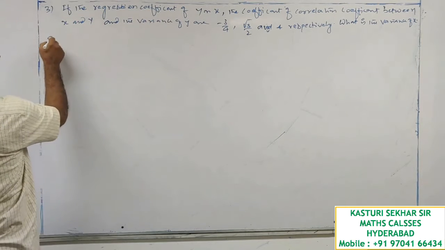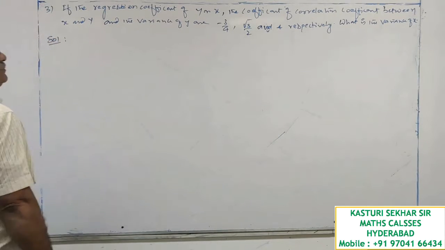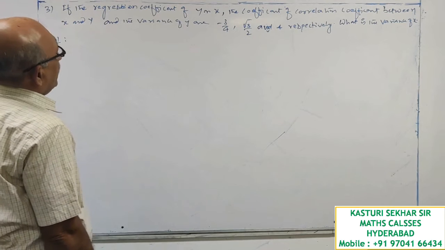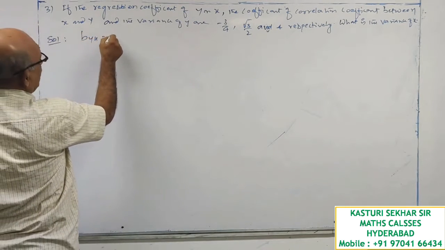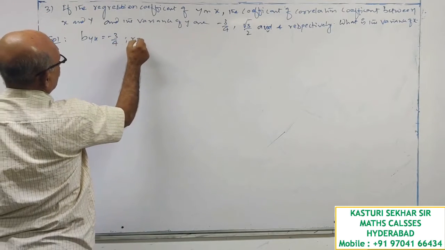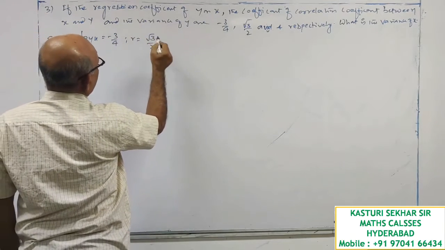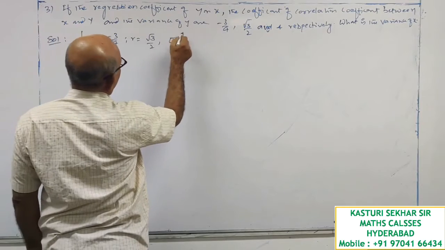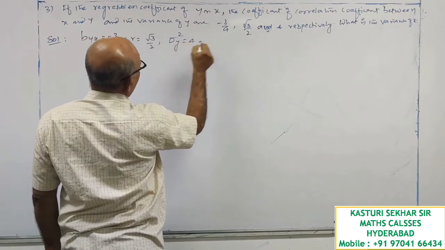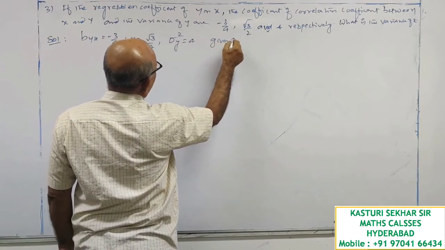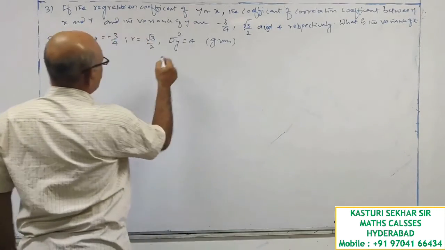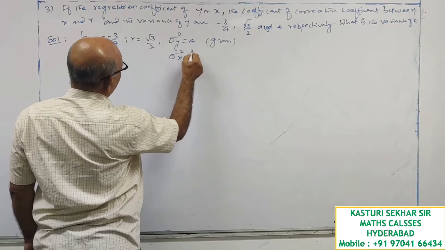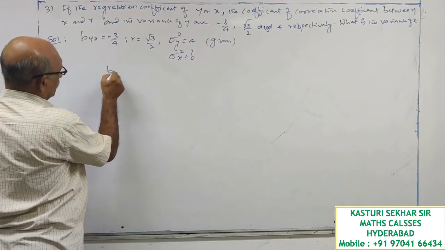See the solution. Regression coefficient of y on x, Byx, is minus 3 by 4. R is equal to root 3 by 2. Variance of y is equal to 4. These are given. What is required? Variance of x is question mark.